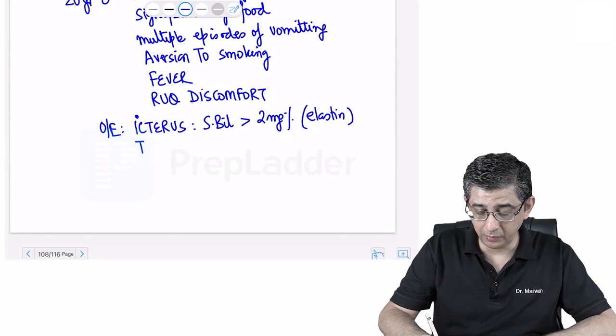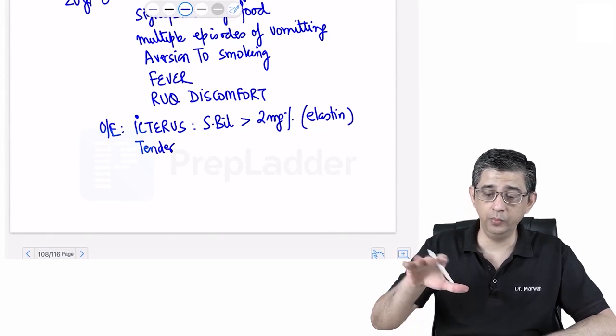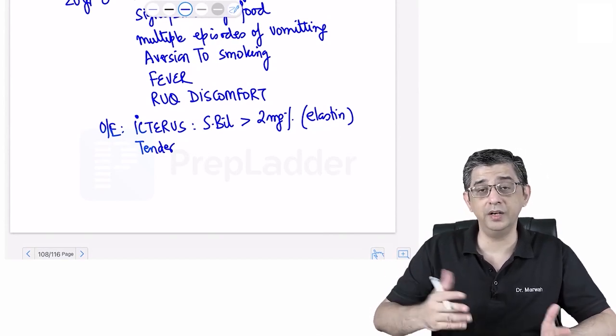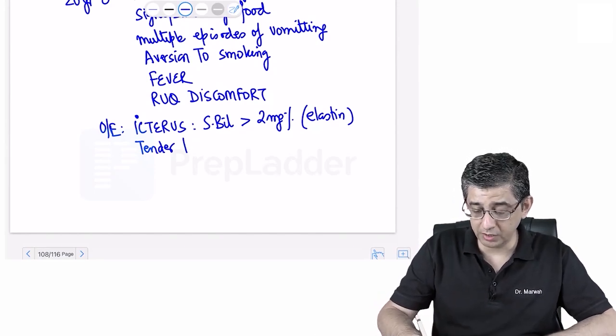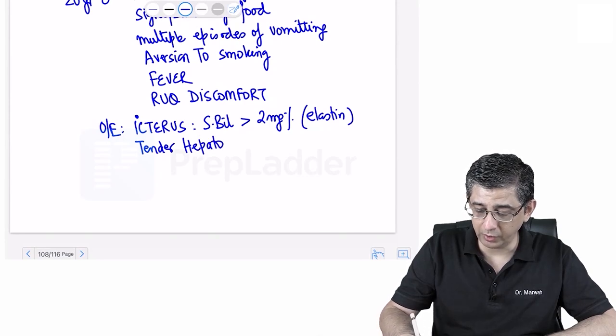So considering the jaundice component and the tummy pain, I put my hand on the right upper quadrant of this patient, and the moment I put my hand in the right upper quadrant, this guy literally jumped up. He says, doctor, easy, it hurts. I noticed that this guy was having a tender hepatomegaly.